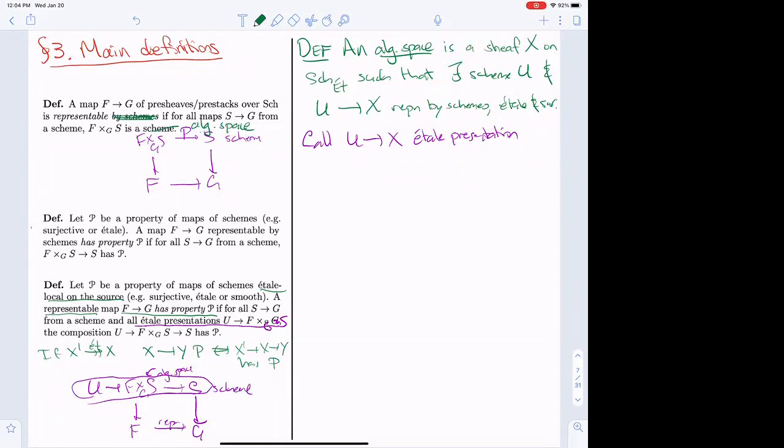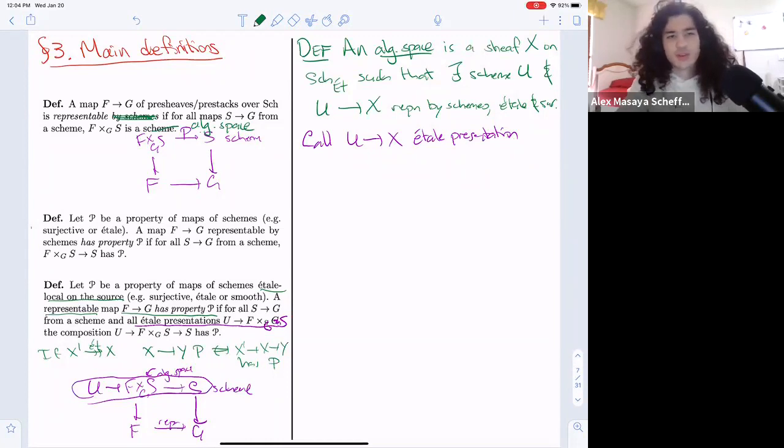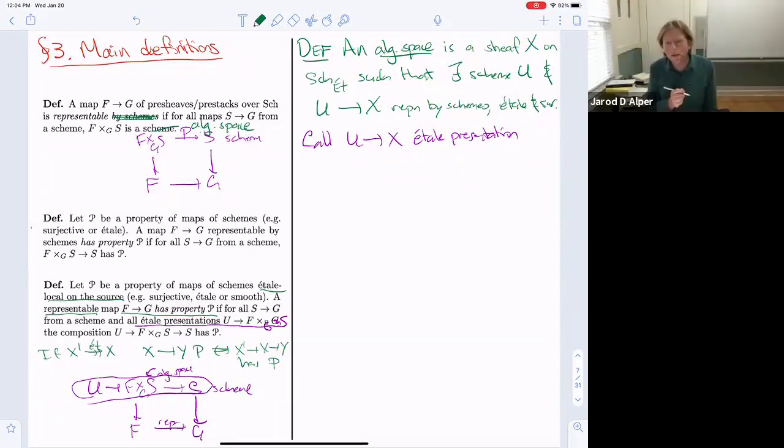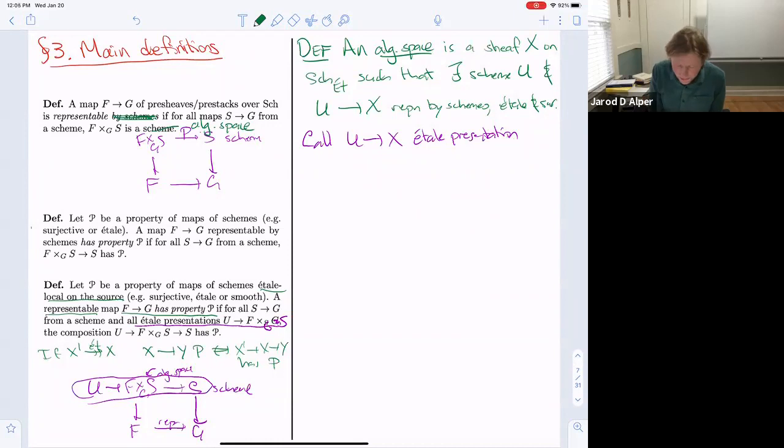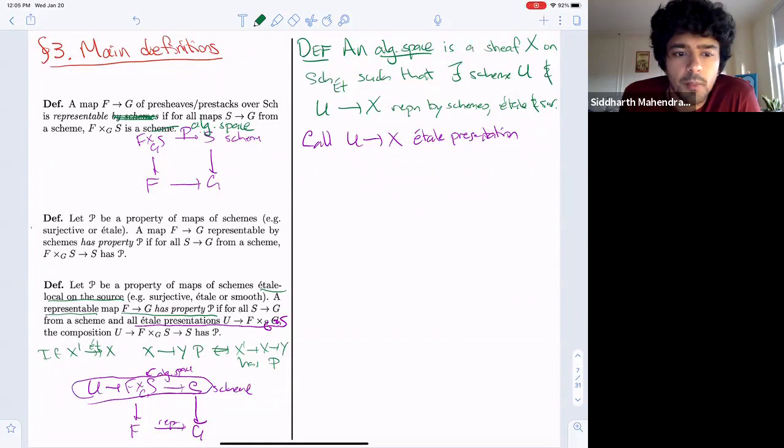Also, why is it for the representable definition we're considering maps from schemes and not maps from any algebraic space S? Oh yeah, it would be equivalent. Okay. We'll get into all those technicalities and equivalences later. I just wanted to introduce the minimal amount of definitions necessary to define algebraic spaces and stacks. So does it suffice to pick a single étale presentation to check P?